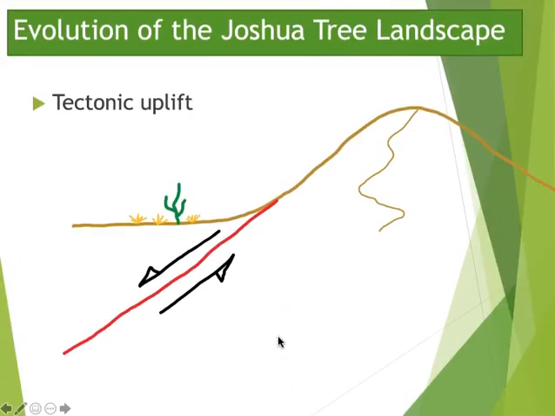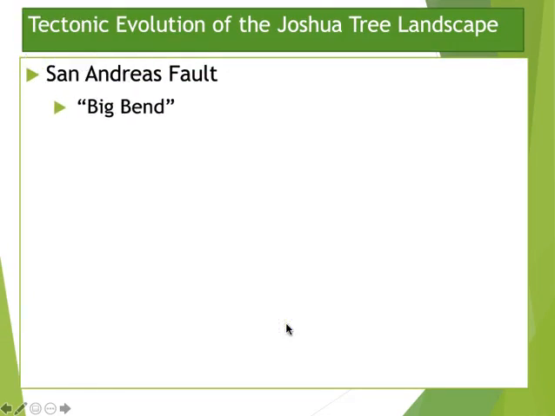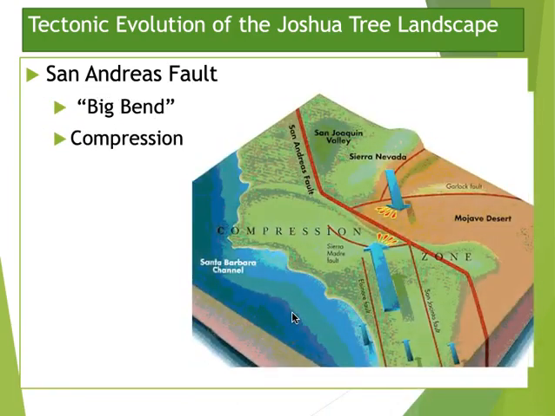Tectonic uplift is a constructive geologic process that plays an important role in driving the evolution of the Joshua Tree landscape. The San Andreas Fault was established about 25 million years ago. Since that time, its configuration has changed, with the Big Bend starting to develop around 6 million years ago. This geometry plays a major role in the tectonic uplift of the landscape in Southern California. Along the bend, compressional stresses are squeezing up the crust as the Pacific Plate tries to slide past the North American Plate, resulting in uplift of our local mountains.